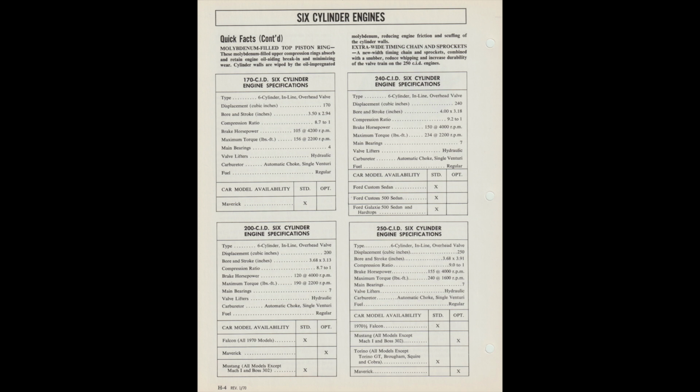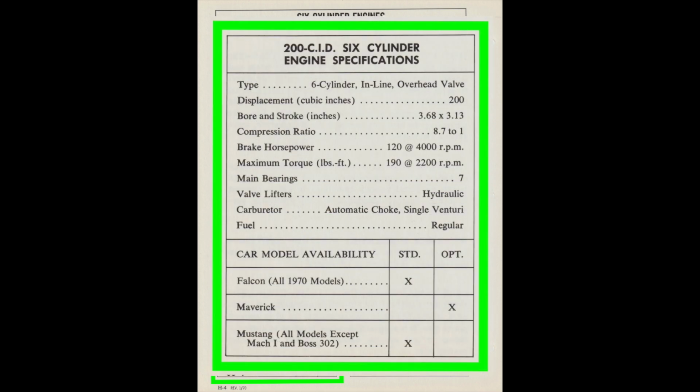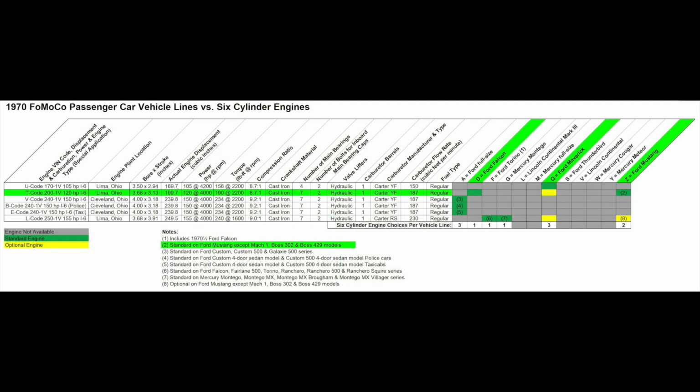Page H4 of the Power Team section of the 1970 Ford Carfax book has a box in the lower left-hand corner that contains details about the 201 barrel inline-six engine. This information, with additional details, is presented as the second line in the 6-cylinder engines table I created.